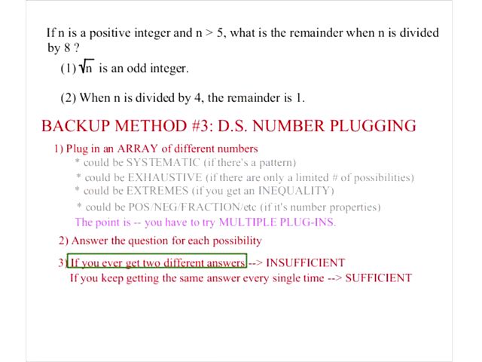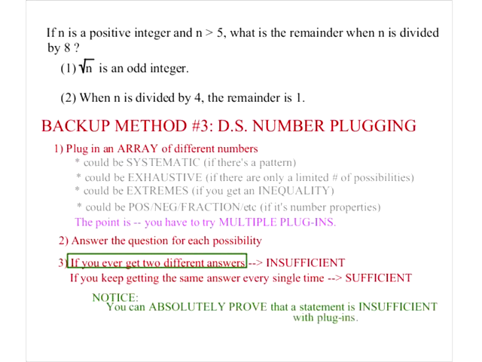What I want you to notice here is this. You can absolutely prove that a statement is insufficient with plugins. Sufficient though is just surrendering after you fail to get insufficient.